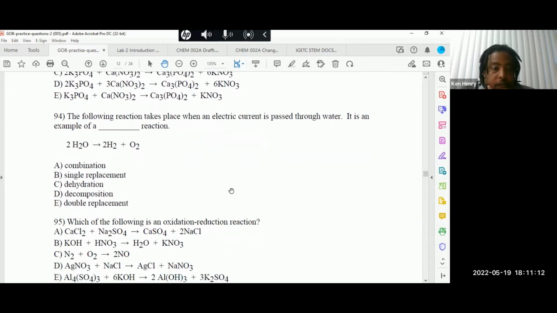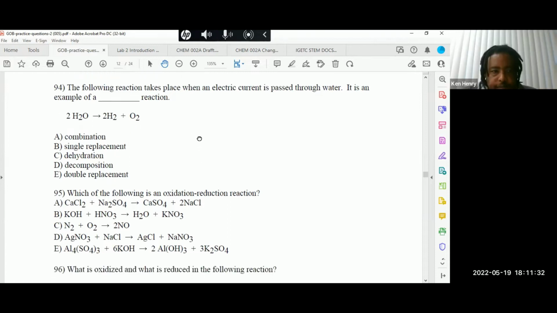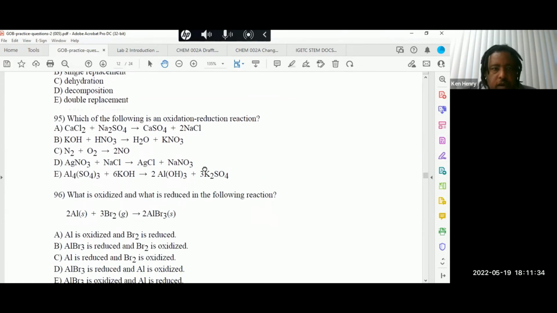So the following reaction takes place. Let me put it like this. Which questions do you have so we don't waste each other's time? I actually had a question on the following ones, 95. Okay. Oxidation reduction. Okay.